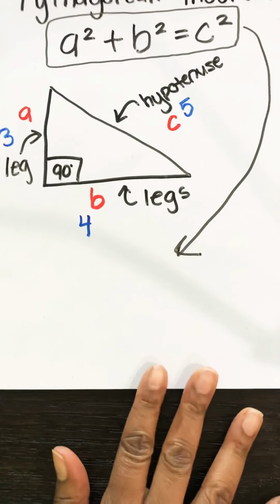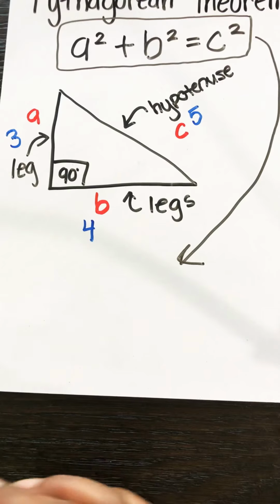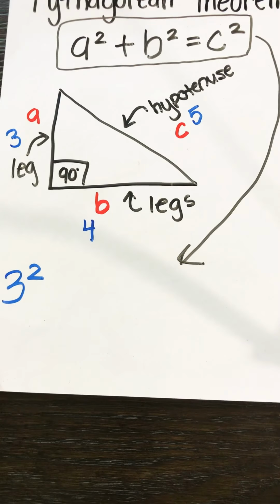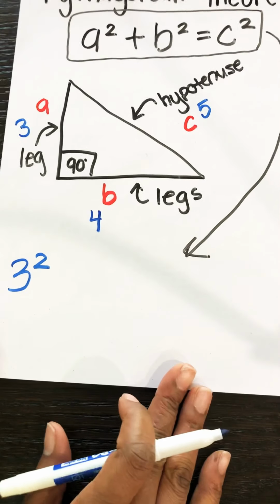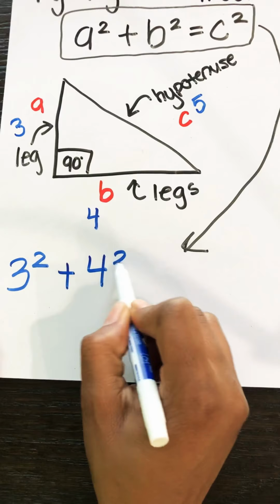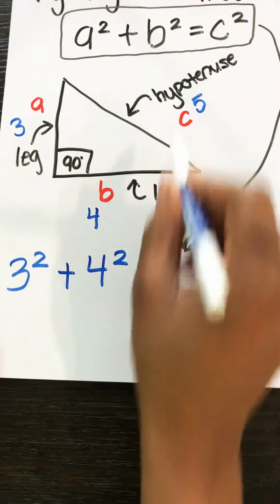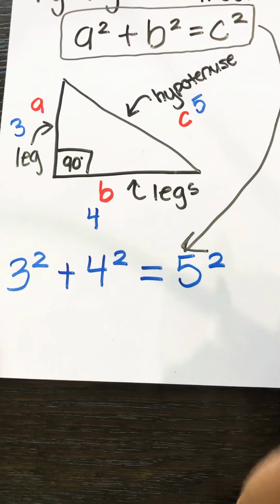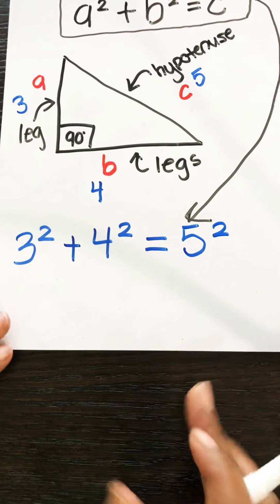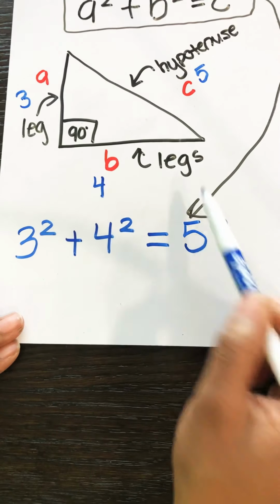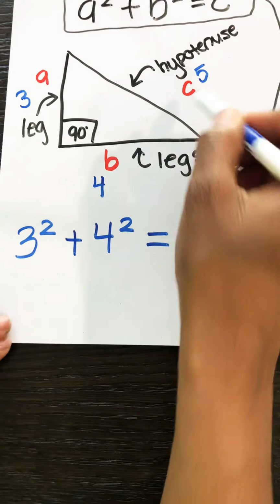So let's start with A squared. Well, A is 3, so A squared is going to be 3 squared. B is 4, which means B squared is going to be 4 squared. And then C is 5, which means C squared is going to be 5 squared. So Pythagorean theorem says that when we square A and square B, add them together, we should get the square of C, which is 5.